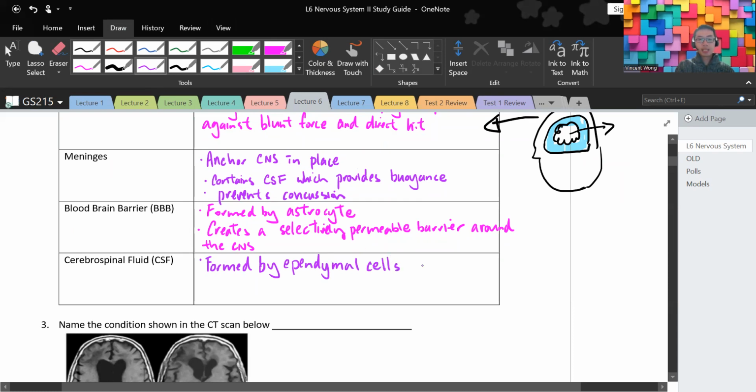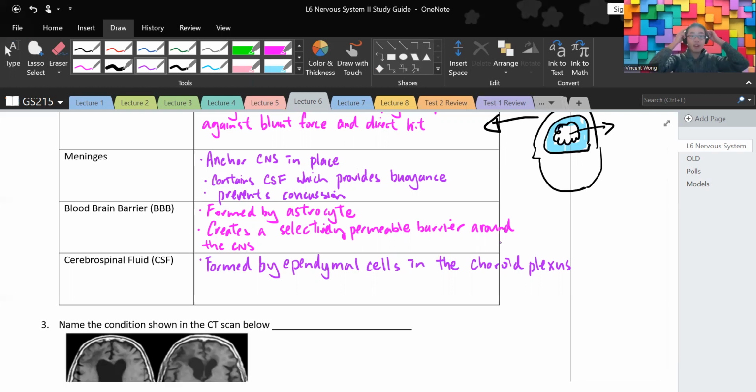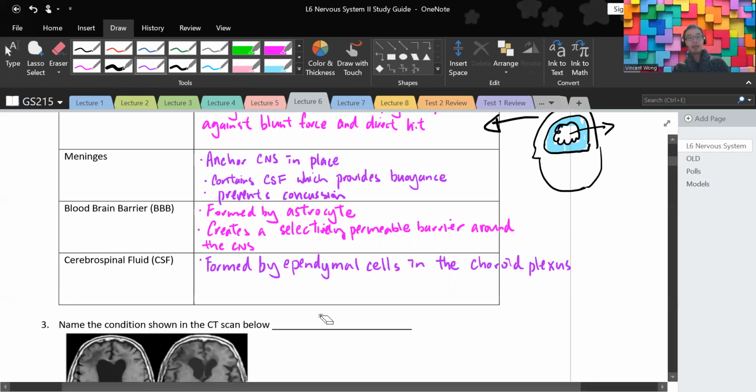Ependymal cells in the choroid plexus. Okay, so choroid plexus are these spongy type of tissue that is found in the ventricles of the brain. And within the choroid plexus, that's where you will have the ependymal cells. Okay, and they make the CSF.